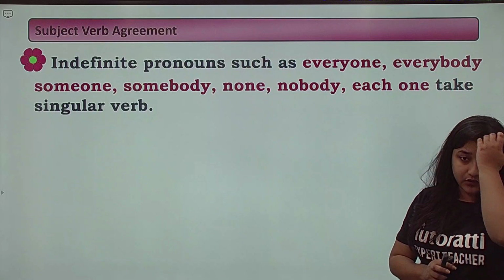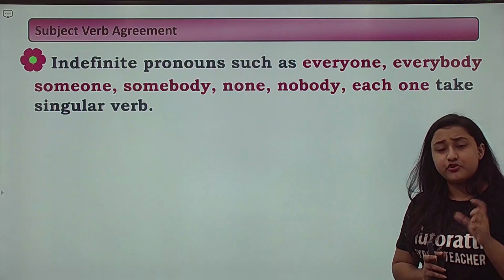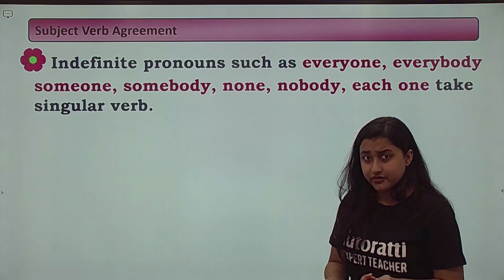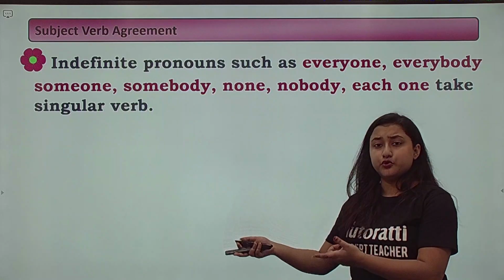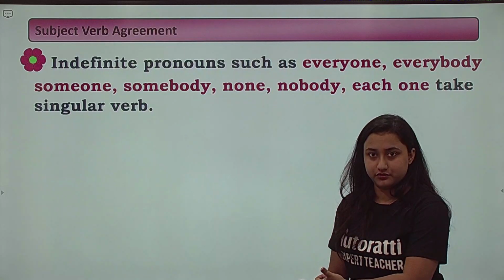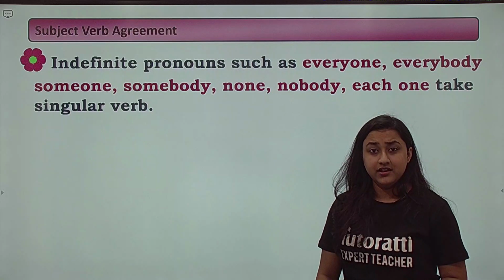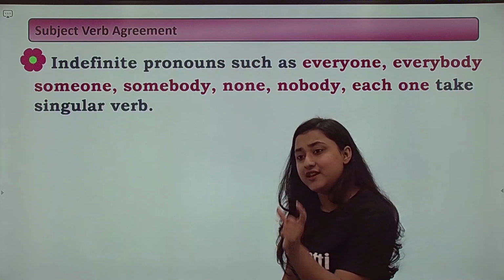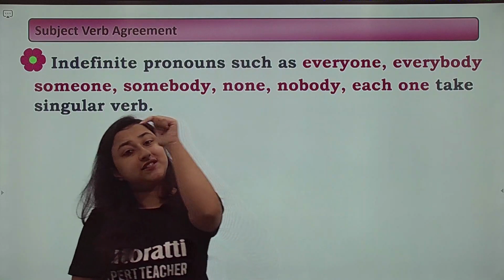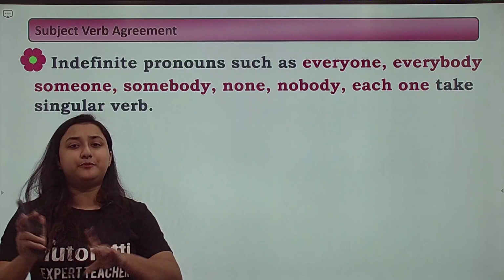Indefinite pronouns. First of all, understand what are pronouns. Pronouns are words which can be used in place of nouns. Okay. Sheetal goes to school. In place of Sheetal, you can say she goes to school. So, she is a pronoun which is defining Sheetal. So, when I say she goes to school, that she points out to a specific person called Sheetal. So, that is a definite pronoun.